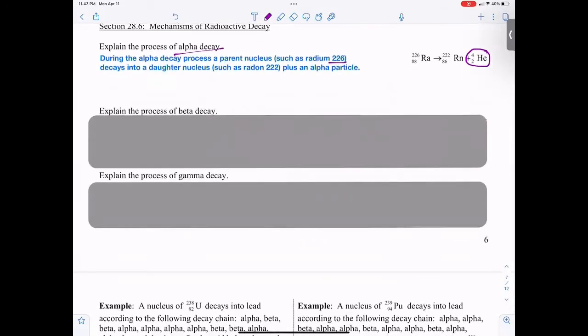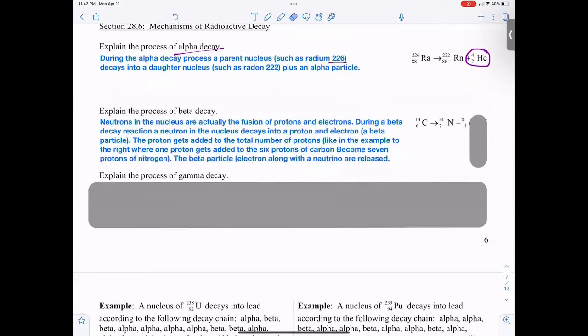Explain the process of beta decay. Okay, neutrons in the nucleus are actually the fusion of protons and electrons. Okay, so I'm going to explain this with an actual picture in just a minute. During a beta decay reaction, a neutron in the nucleus decays into a proton and an electron, which is a beta particle. And the proton gets added to the total number of protons, like in the example to the right, where 1 proton gets added to the 6 protons of carbon to become the 7 protons of nitrogen. The beta particle, which is the electron, along with the neutrino, are released.